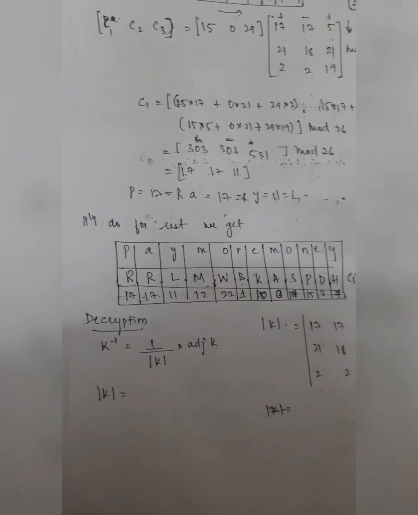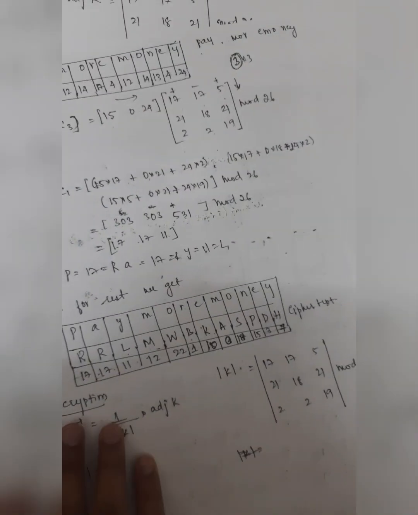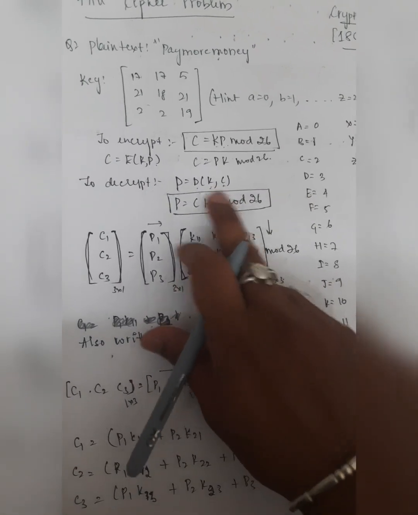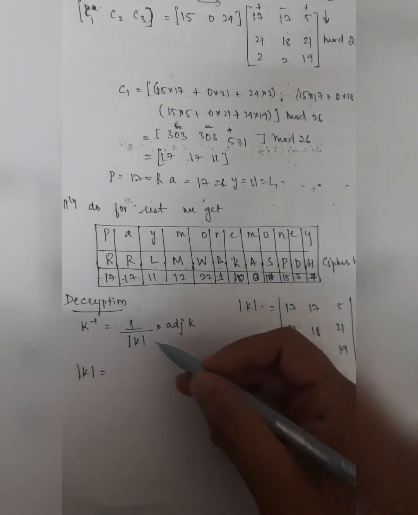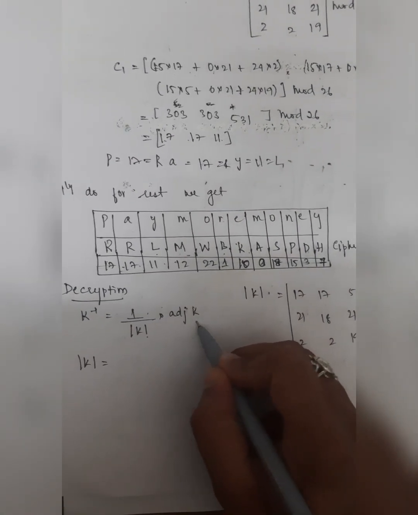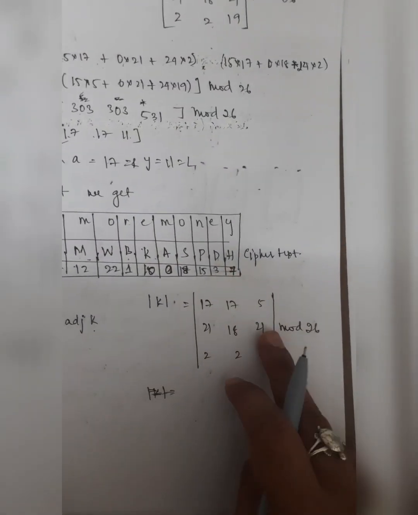Now in order to decrypt something, you should always find K inverse. Here we talked about encryption. Now let us see the decryption formula. We know K inverse is what we have to find out. So to find K inverse, we do 1 divided by the determinant of K, into adjoint of K, where the determinant of K is found like this.